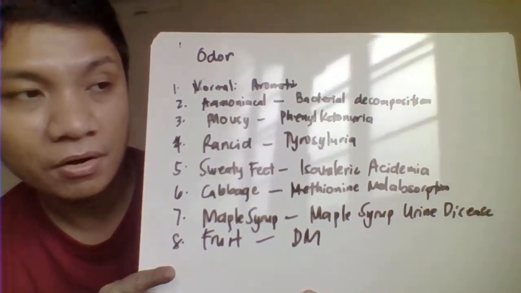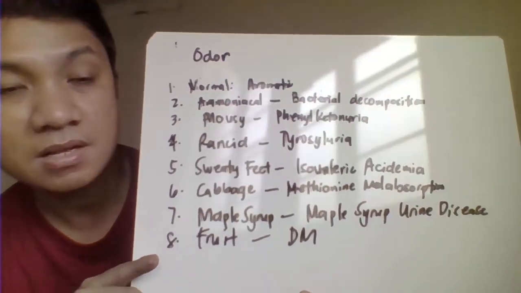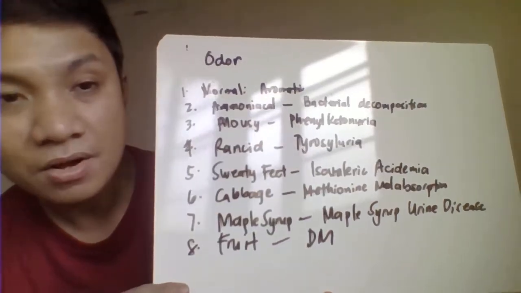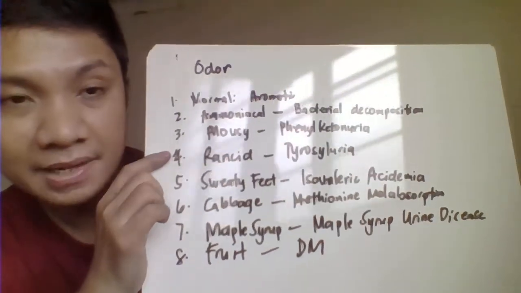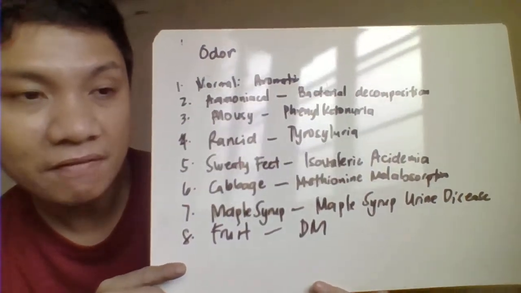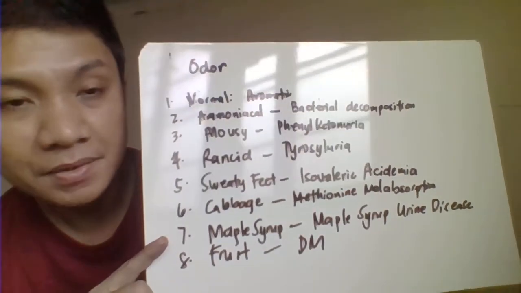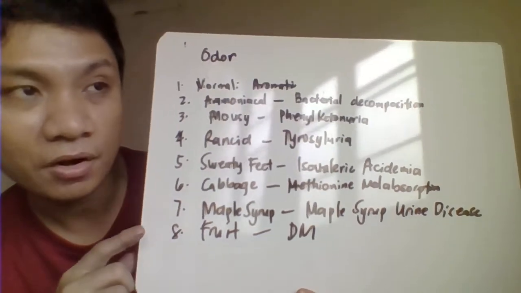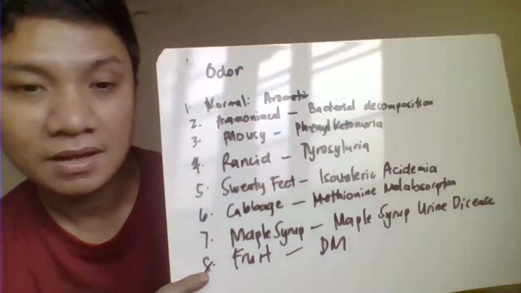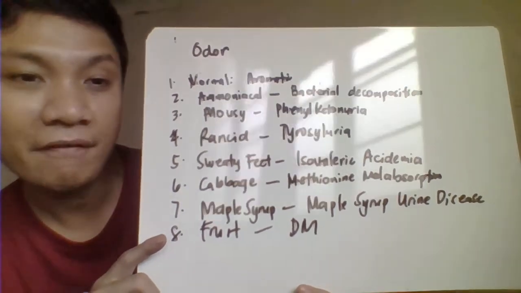As for the odor, the normal odor is aromatic. It becomes ammoniacal because of bacterial decomposition, the breakdown of urea by bacteria into carbon dioxide and ammonia. Mousy odor is related to phenylketonuria, rancid to tyrosinuria, sweaty feet with isovaleric acidemia, cabbage with methionine malabsorption, and maple syrup odor with maple syrup urine disease. And we have fruity odor related to diabetes. Okay, so that's it for your macroscopic or physical examination.